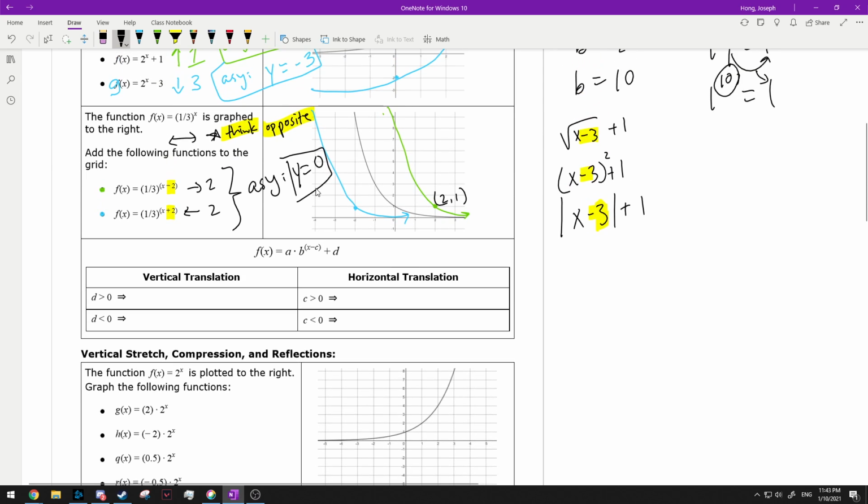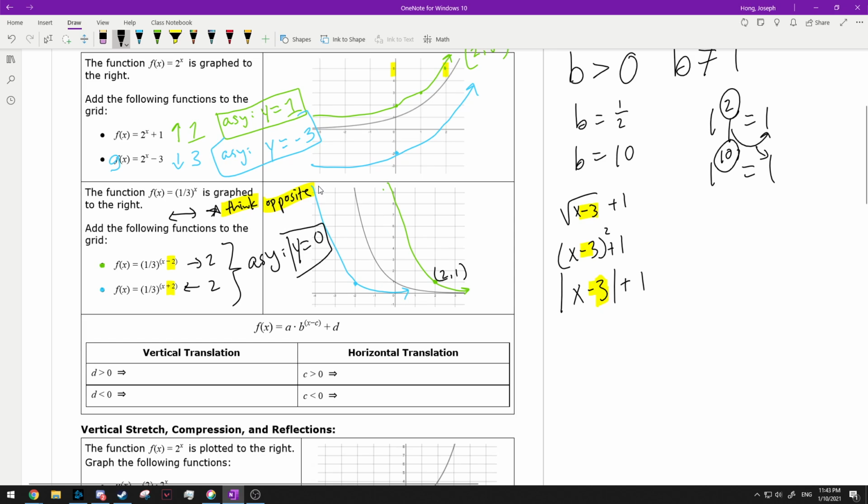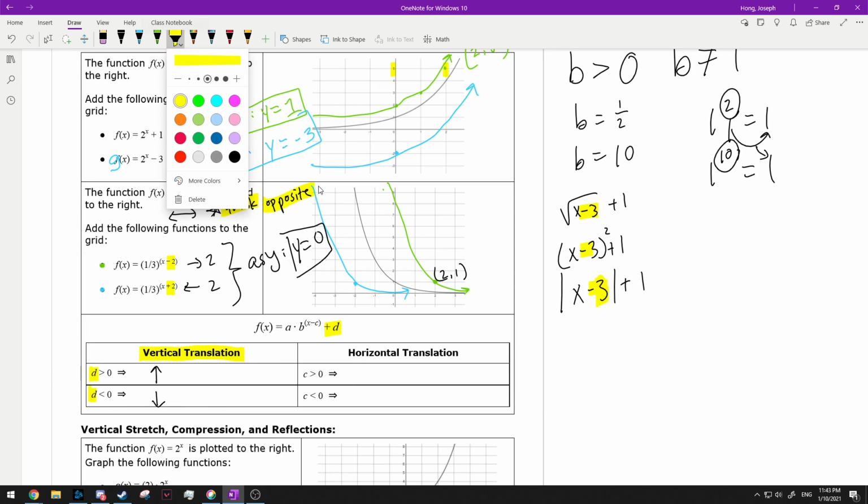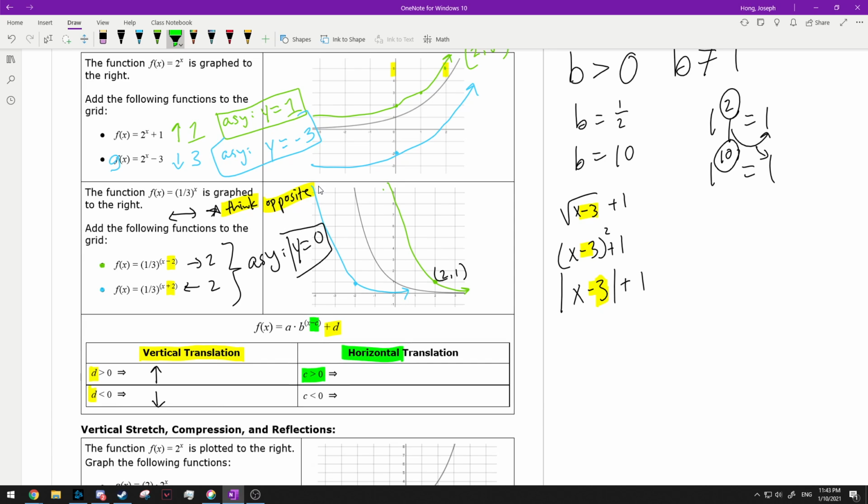So in summary, vertical translations was the first one. If D, which is the outside right here, is greater than 0, we move upwards. And if D is less than 0, like a negative number, it would move downwards. If C is greater than 0, but look at this equation right here. It's technically negative C, but we always think opposite.